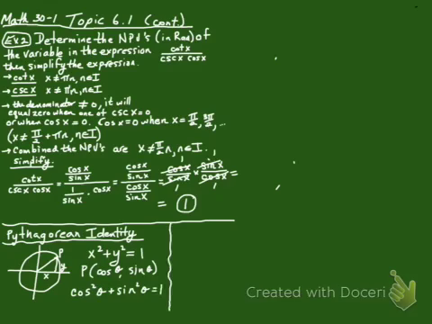Now we also know that P is cosine and sine. So instead of saying x squared plus y squared is equal to 1, we can say cos squared theta plus sine squared theta is equal to 1.